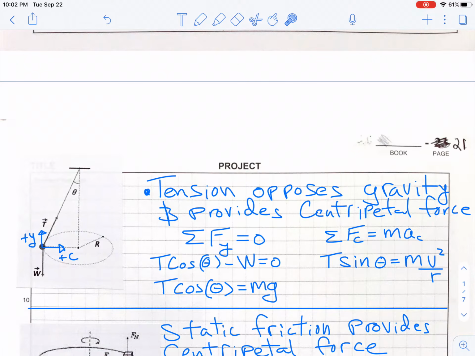And then for the centripetal side, sigma F equals m a_c. We know a_c is v squared over r. And the centripetal component of tension is T sine theta. Sine will find us the opposite side, which is the centripetal side in this case.